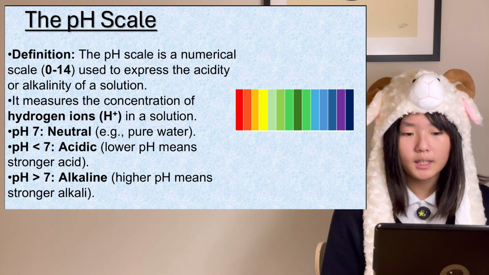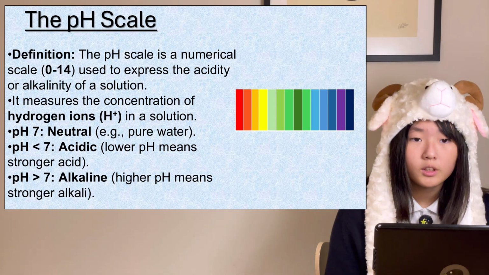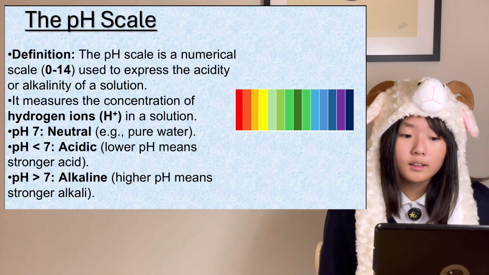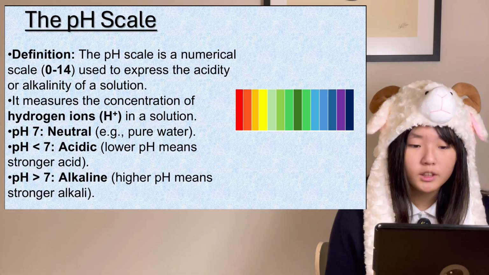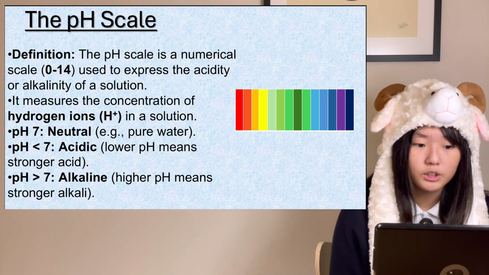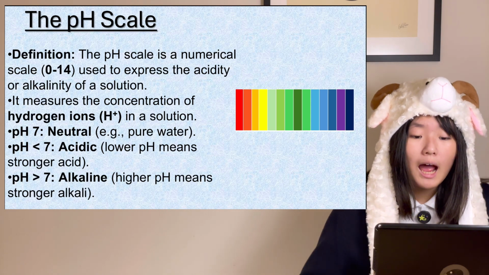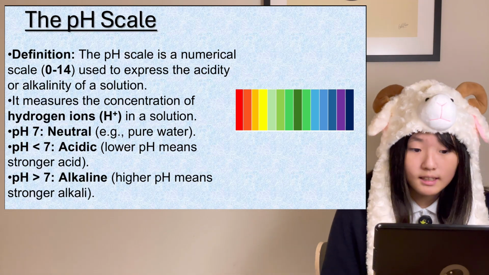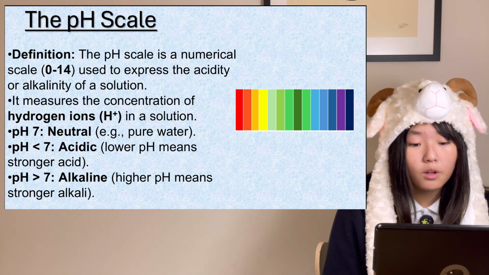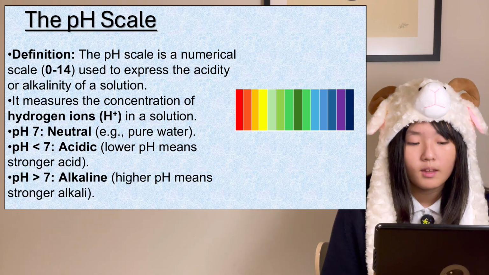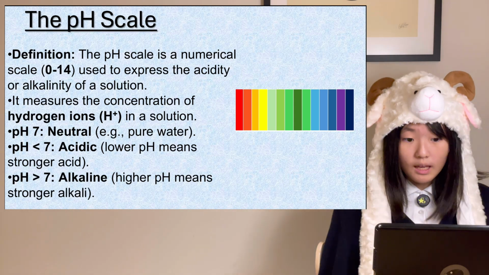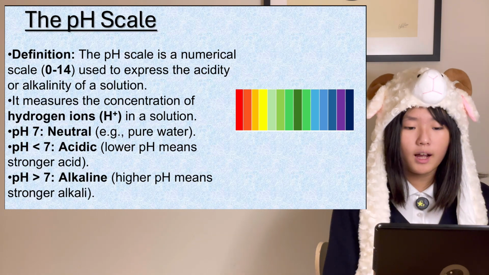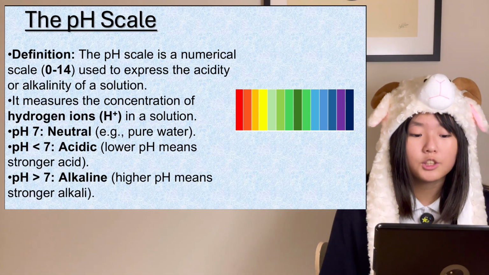The definition of a pH scale is a numeric scale, 0 to 14, that is used to express the acidity or alkalinity of a solution. It measures the concentration of hydrogen ions in a solution. pH 7 means it's absolutely neutral, for example, pure water. A pH that is less than 7 is acidic. The lower the pH, the stronger the acid. If the pH is above 7, it means it is a base or is basic or alkaline. The higher the pH means the stronger the alkali.